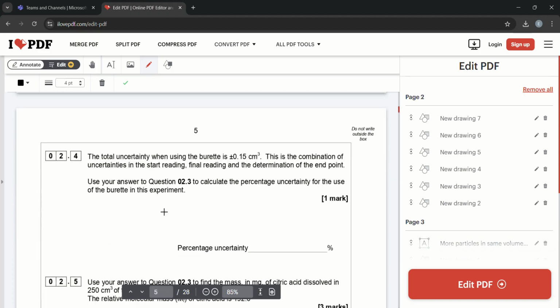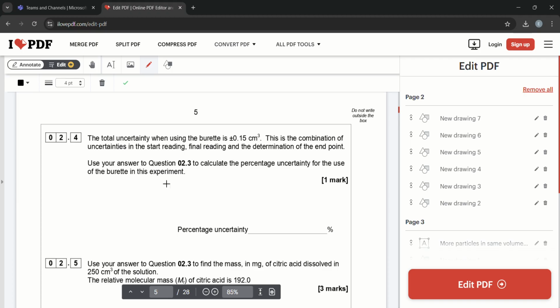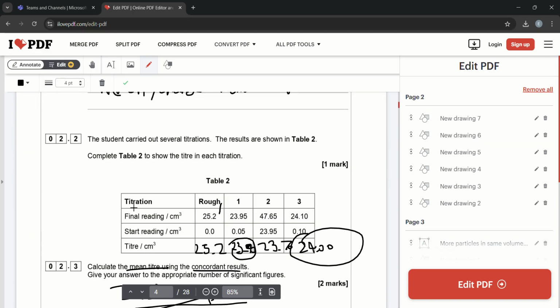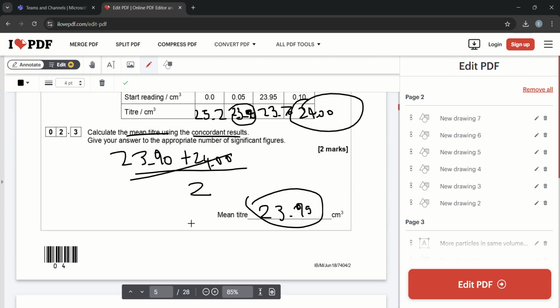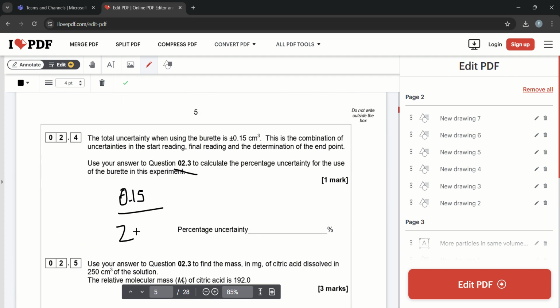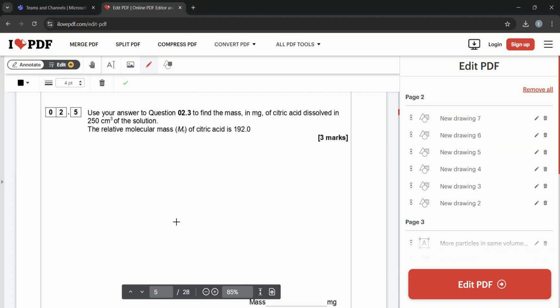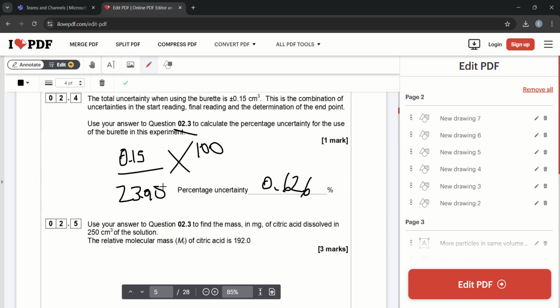2.4. The total uncertainty when using the burette is 0.15 centimeters cubed. Calculate percentage uncertainty. Percentage uncertainty is going to be total uncertainty over the reading of the burette. And now it says use your answer to question 2.3, and that's our answer, so therefore it's going to be total uncertainty divided by reading times by 100, and 0.15 divided by 23.95 times by 100, 0.626%.